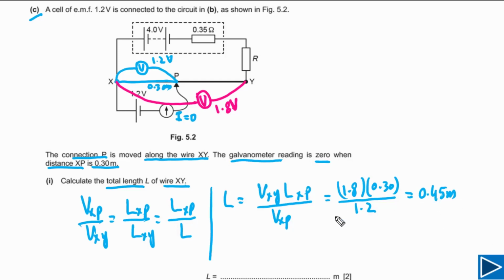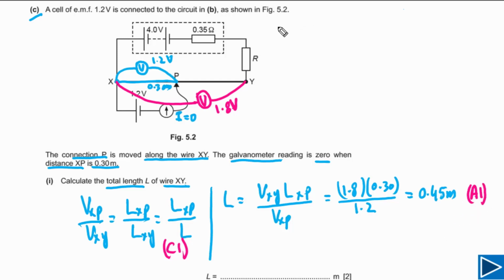This question has 2 marks. The first mark is if you have written in this form, means if you have written that the ratio between Vxp and Vxy and the ratio between Lxp and Lxy are equal, you will get 1 mark. So this is the C mark. And the second mark is the answer mark. This is for the answer. If you got the right answer, you will get 2 marks.